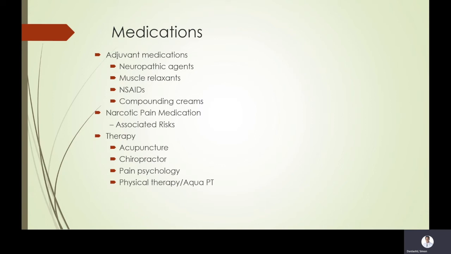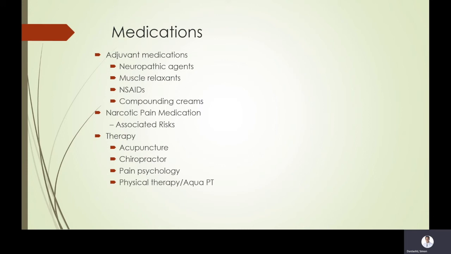Another category of medications, compounding creams. There are creams that you can rub on particular areas of the body. Shoulder, joint pain, knee pain, hand arthritis, anything that causes injury to the joints or small joints that are close to the skin. There's anti-inflammatory creams. You can put any medication in cream form.